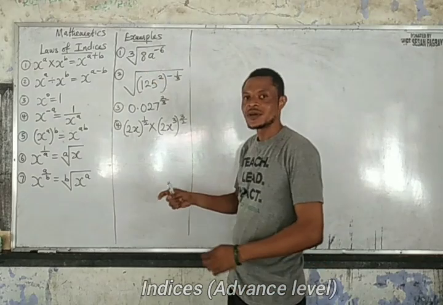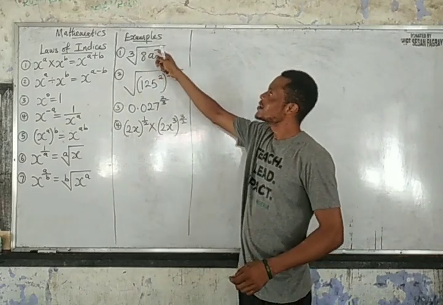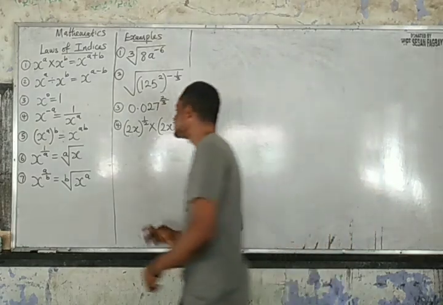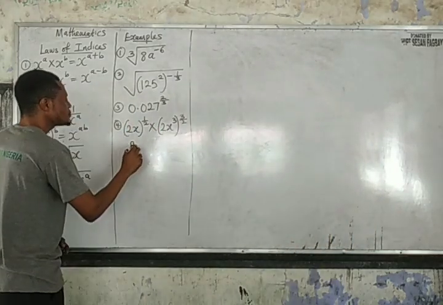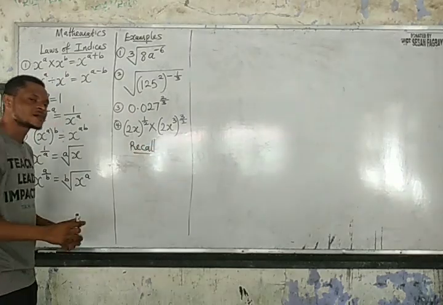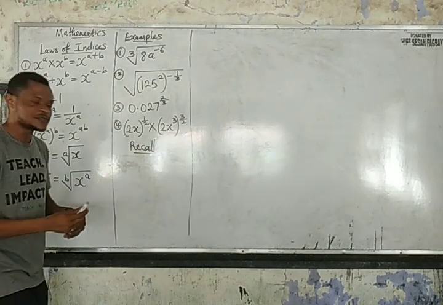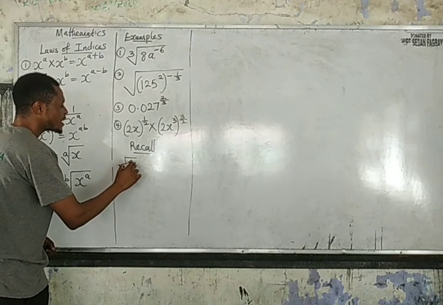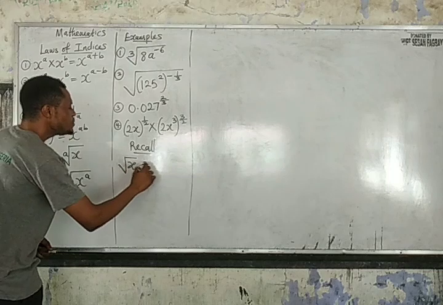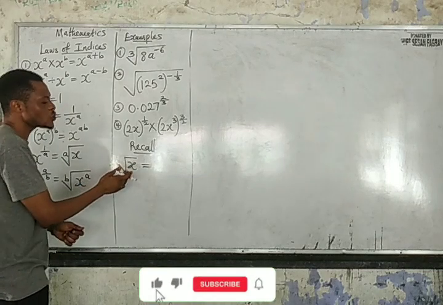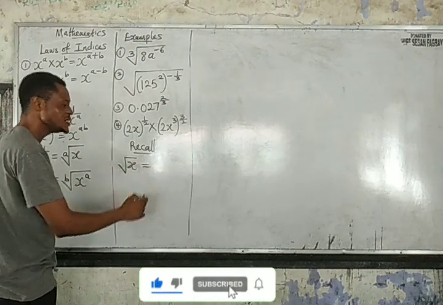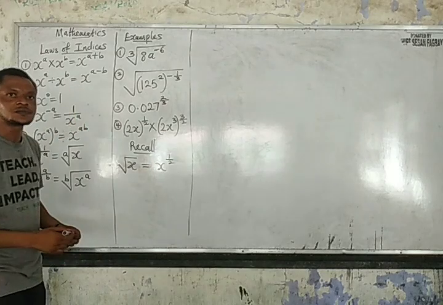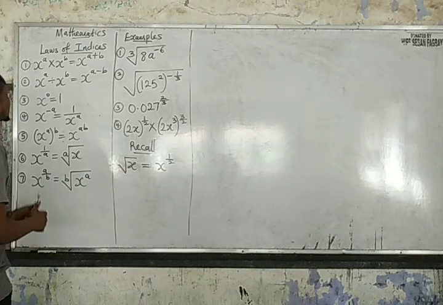The cube root of 8a raised to power minus 6. Let's recall. If we have square root of x, similarly, we can say square root of x is still the same thing as x raised to power 1 all over 2. What do I mean by this?